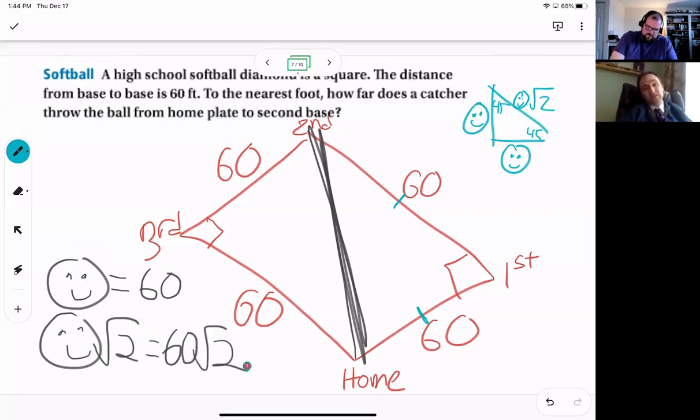Although it says to the nearest foot, don't worry, I got you. So I'm going to multiply 60 by 1.414, which is roughly that answer. So it's going to be 85 point something? Well, it says the nearest foot, so 85 feet. Cool. Sweet.